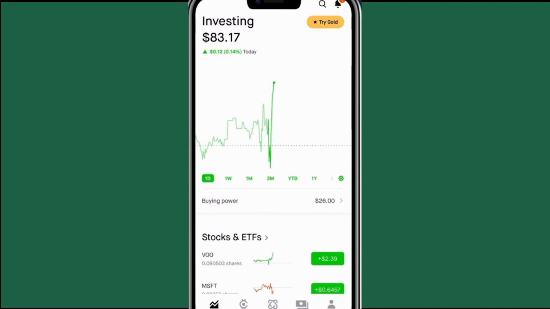Today, I'll be showing you how to trade pre-market on Robinhood. Pre-market trading allows you to react to news and earnings before the market opens, but it comes with lower liquidity and wider spreads, so caution is important.